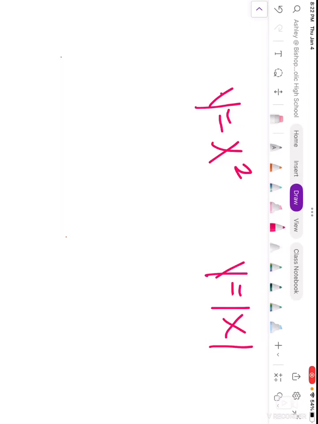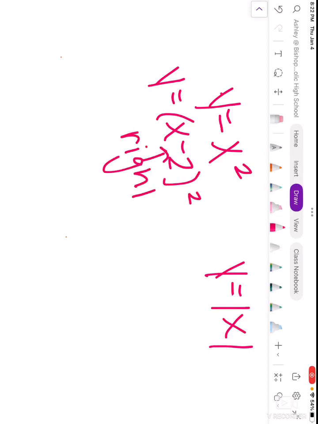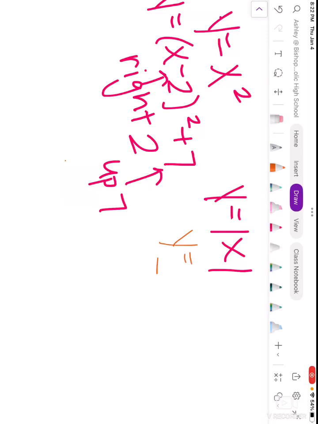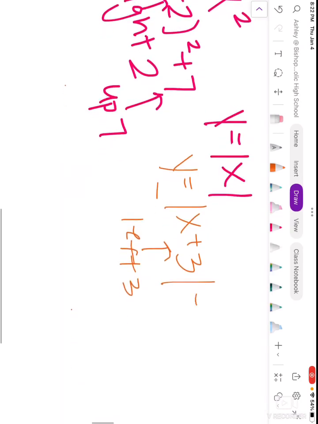So if it was on the inside, it moved it left or right. So if you had it, like, in the parentheses, x minus 2 squared, that would have moved it right 2. If it had a plus 7 on the outside, that moved it up 7. Same thing with absolute value. So if it was on the inside, it moved it left or right. So if you had y equals the absolute value of x plus 3, that plus 3 would move it left 3. If you had a minus 5 on the outside, that would move it down 5.